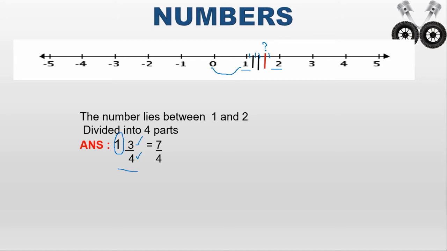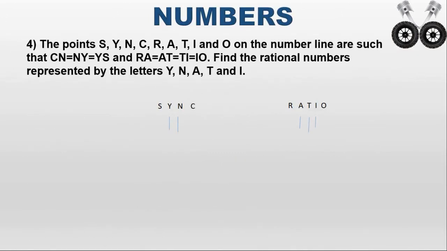So now you have to convert the mixed fraction into an improper fraction. So you have to multiply 4 and 1. 1 into 4, 4. 4 plus 3, 7. So 7 by 4. The answer is 7 by 4. Next one is question number 4.